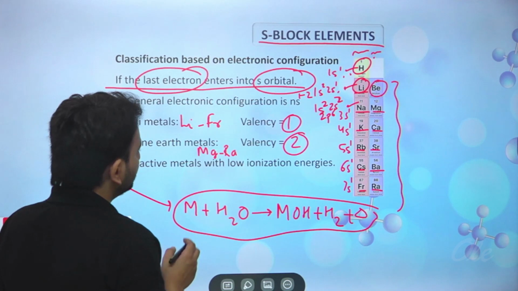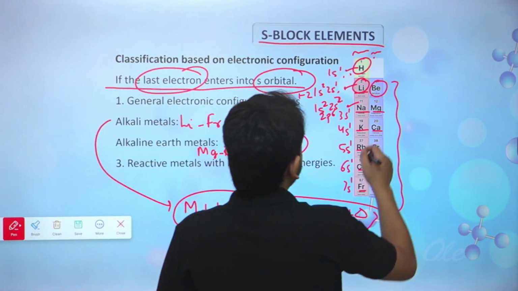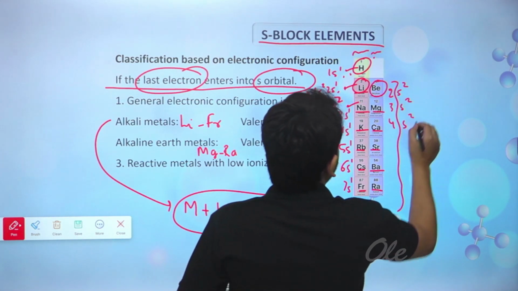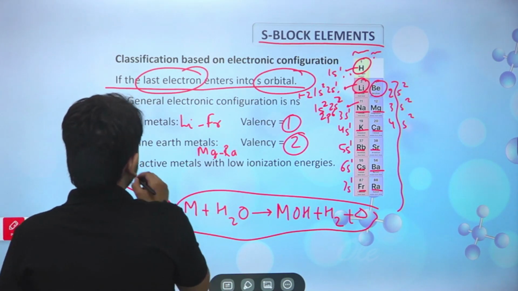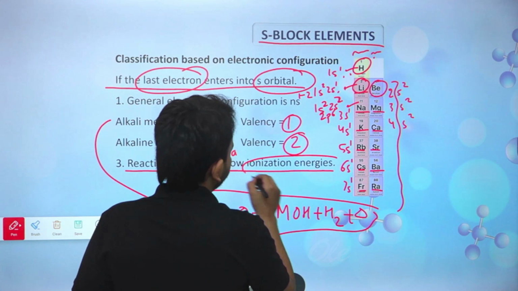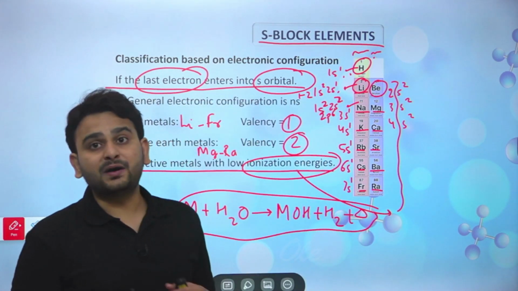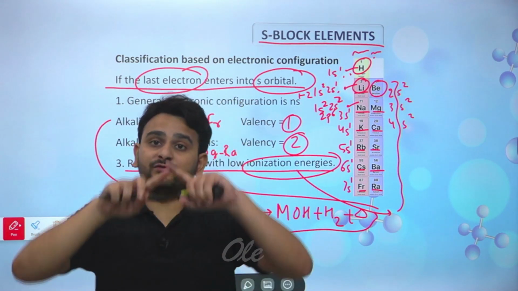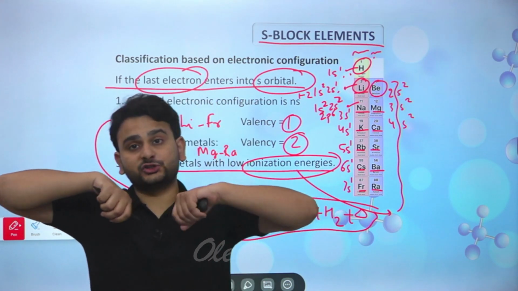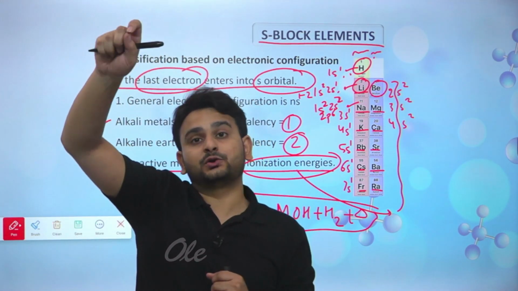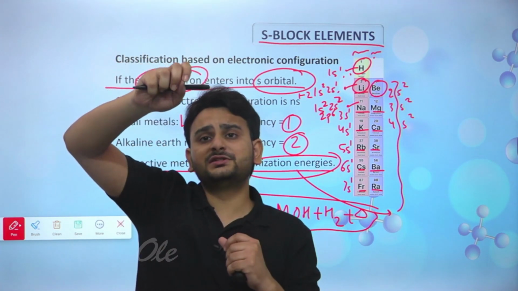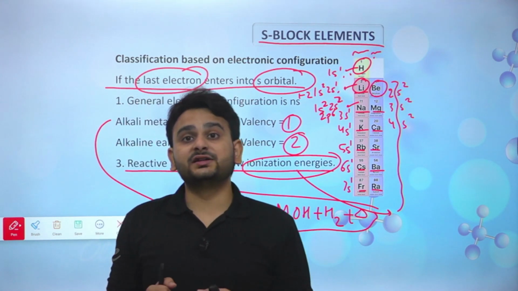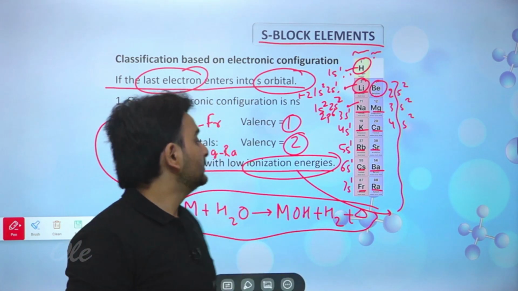These are reactive metals with low ionization energies. Beryllium would be 2s2, this will be 3s2, this will be 4s2, like that. Ionization energy is the amount of energy required to remove the most loosely bound electron, which will definitely be in the outermost shell. Whatever amount of energy is required to remove that electron is your ionization energy. So the lower the ionization energy, the easier it is to form a cation.